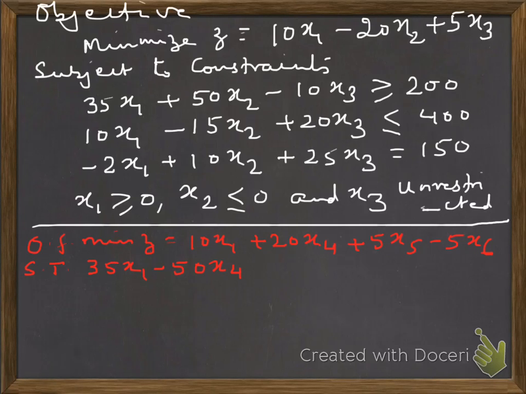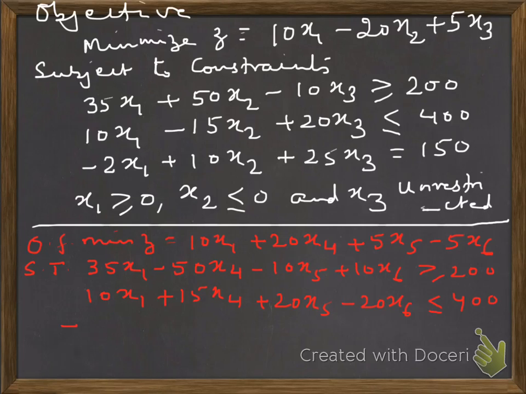For 10x3 we have to substitute x3 equal to x5 minus x6, so you have minus 10x5 plus 10x6 greater than equal to 200. Second constraint: 10x1 plus 15x4 plus 20x5 minus 20x6 less than equal to 400.